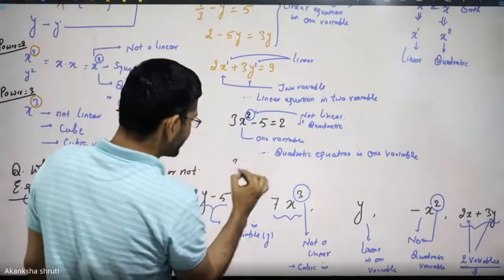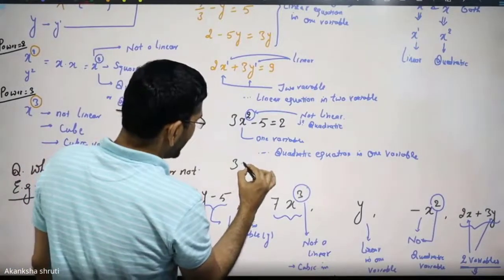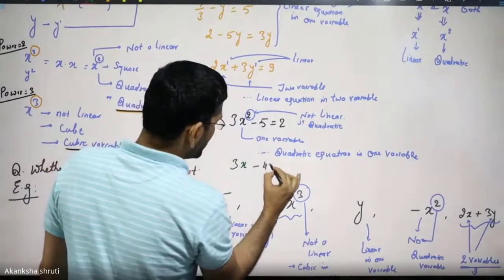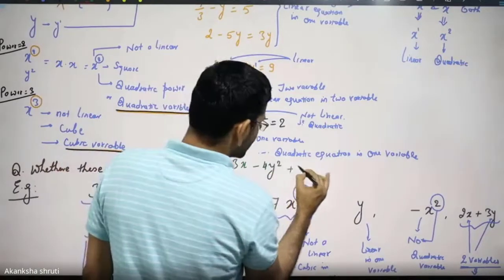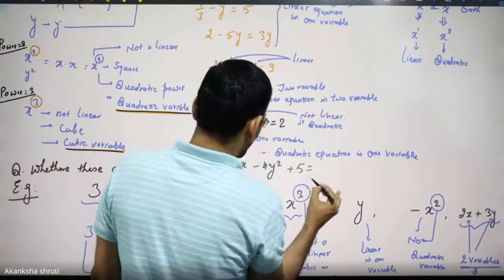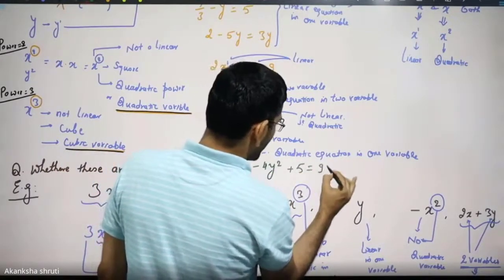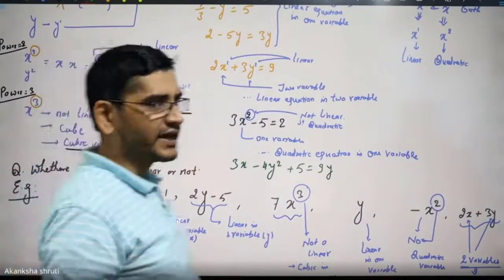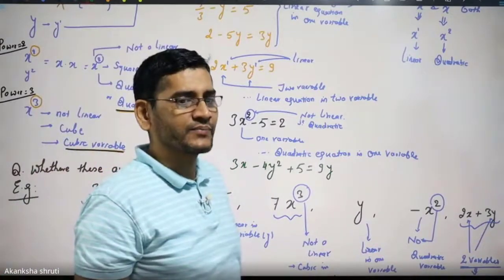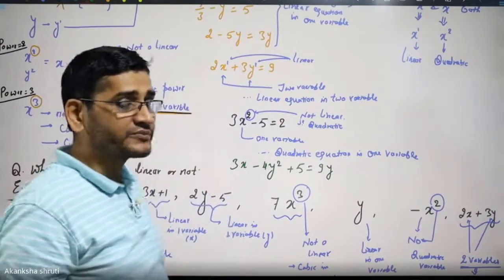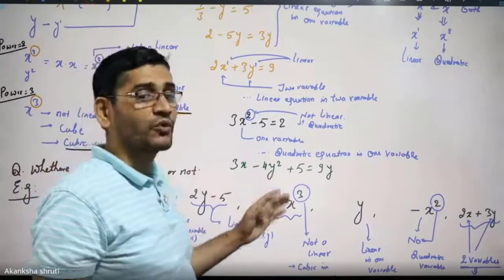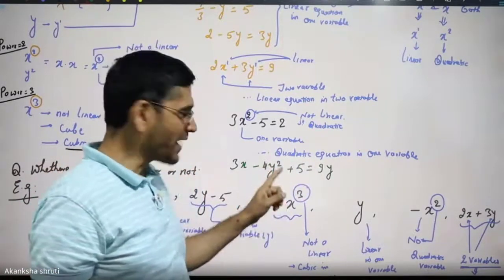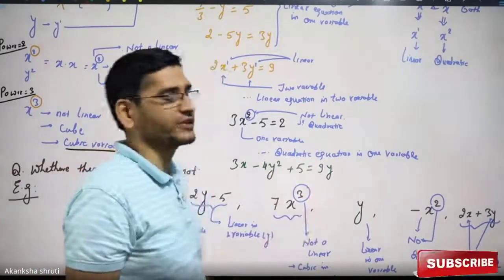Let us consider one more. So if I have 3x minus 4y square plus 5 is equal to 9y. Again, students, understand, linear or quadratic simply means that if any of these variables has a power more than 1, it will not be linear. So the highest power defines the power of that equation.